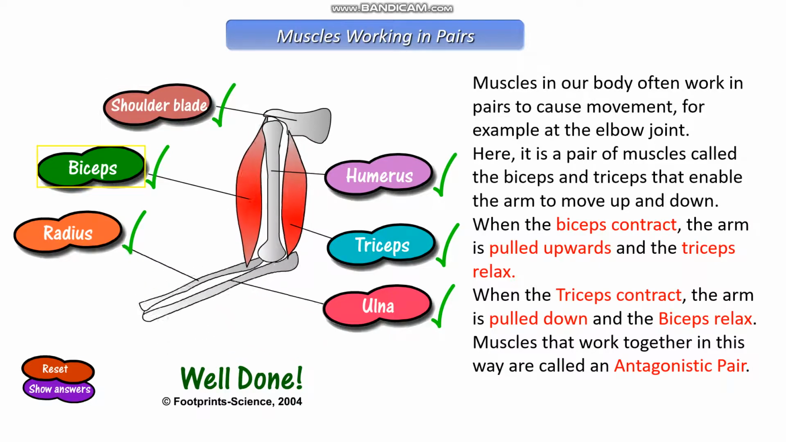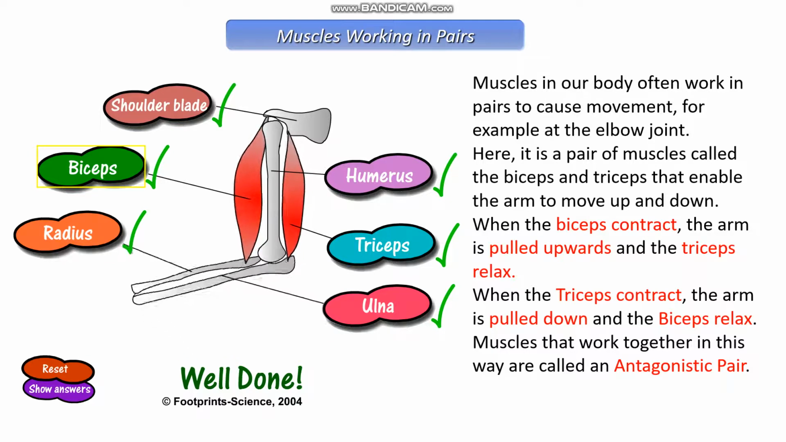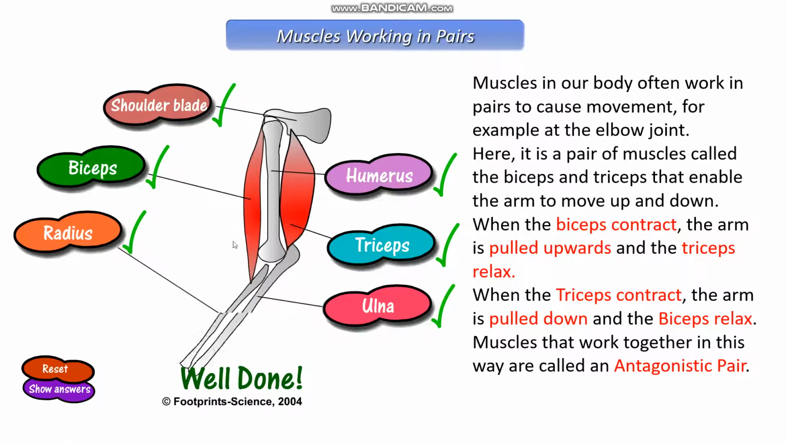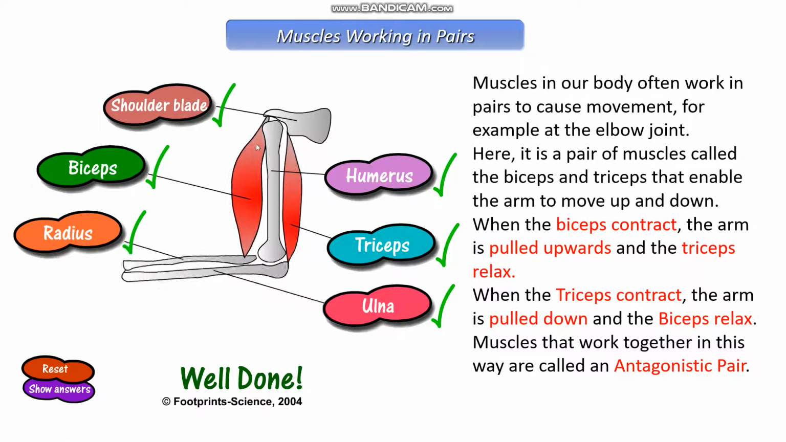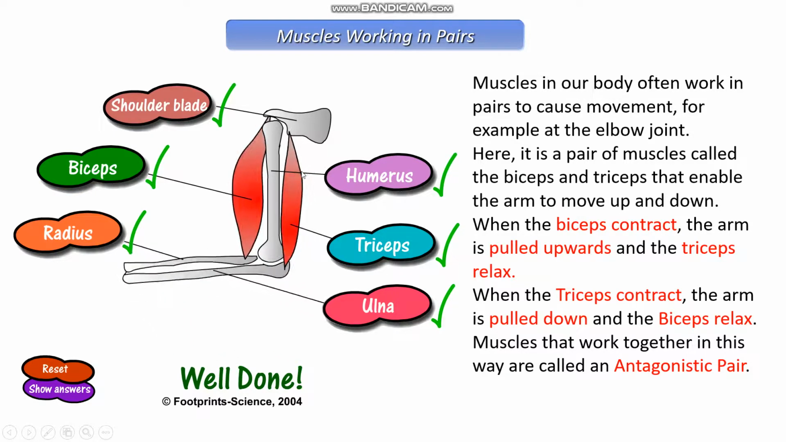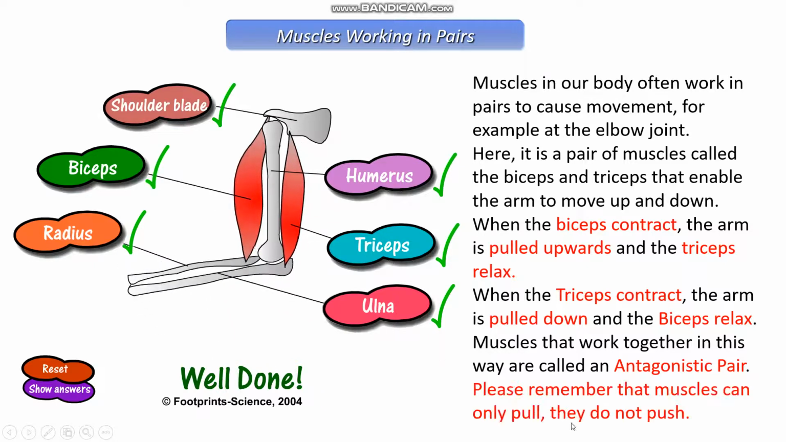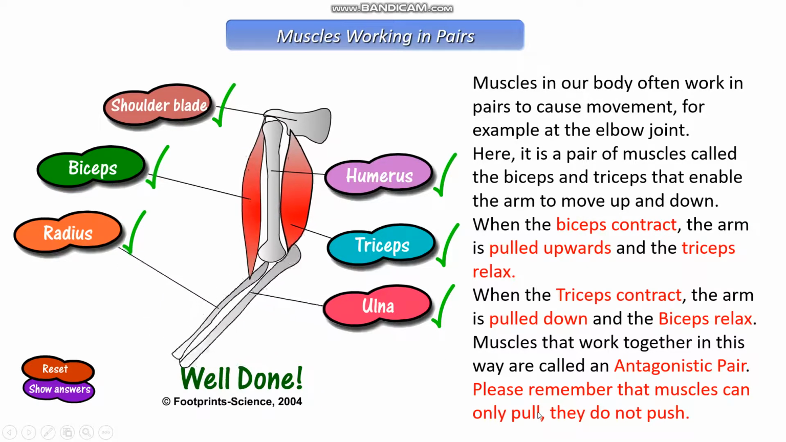Now, folks, it's really important to remember that muscles do not push, they can only pull. So it's the pulling of the bicep here which is raising the arm, and it's the pulling of the tricep which lowers the arm. There is no pushing, it's only pulls. So please remember that point down there.